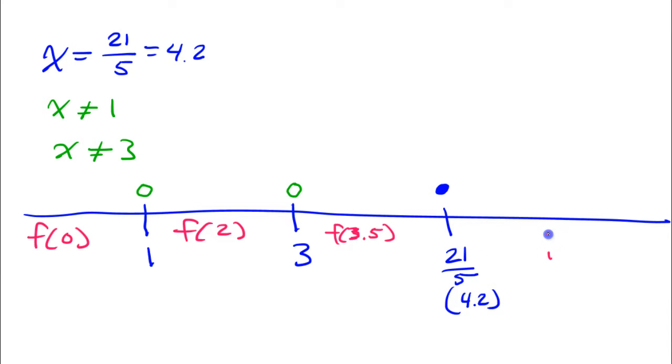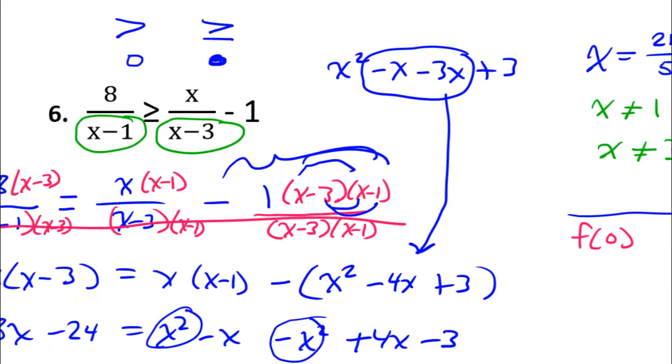Beyond 4.2 is 5, so I could do 5. So you don't have to use the exact values that I just used. You just need one value in each interval. So I'm going to use my calculator to help me test this out.